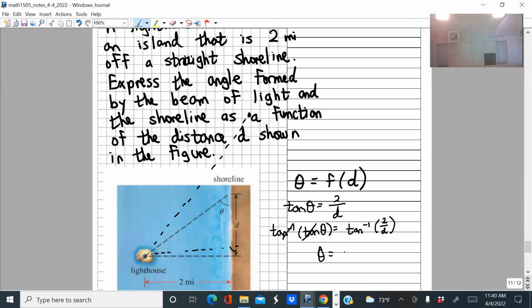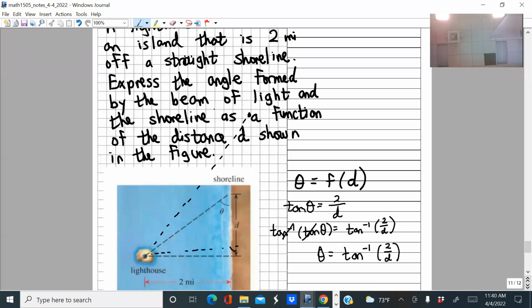So there it is. There's my formula. Theta is the inverse tangent of 2 over d. So if you're given a value for d, if you're given a value for this distance, just plug that into this formula, take 2 divided by d, and then use your calculator to get the inverse tangent, and there you'll have theta.